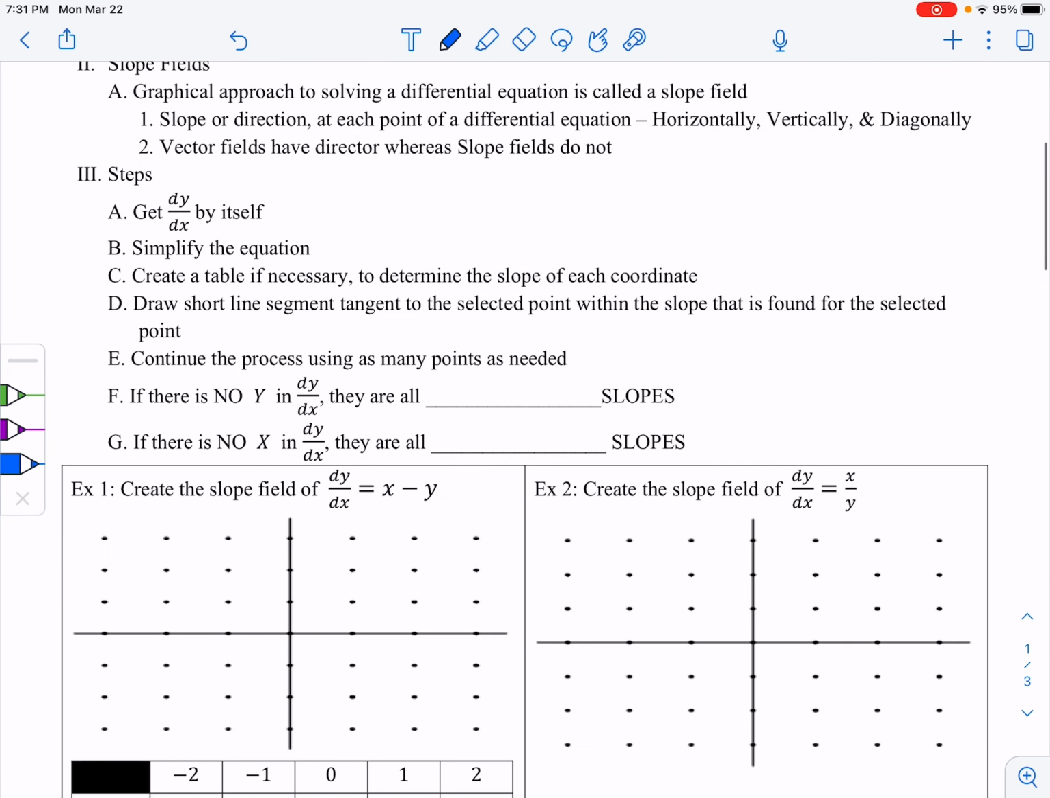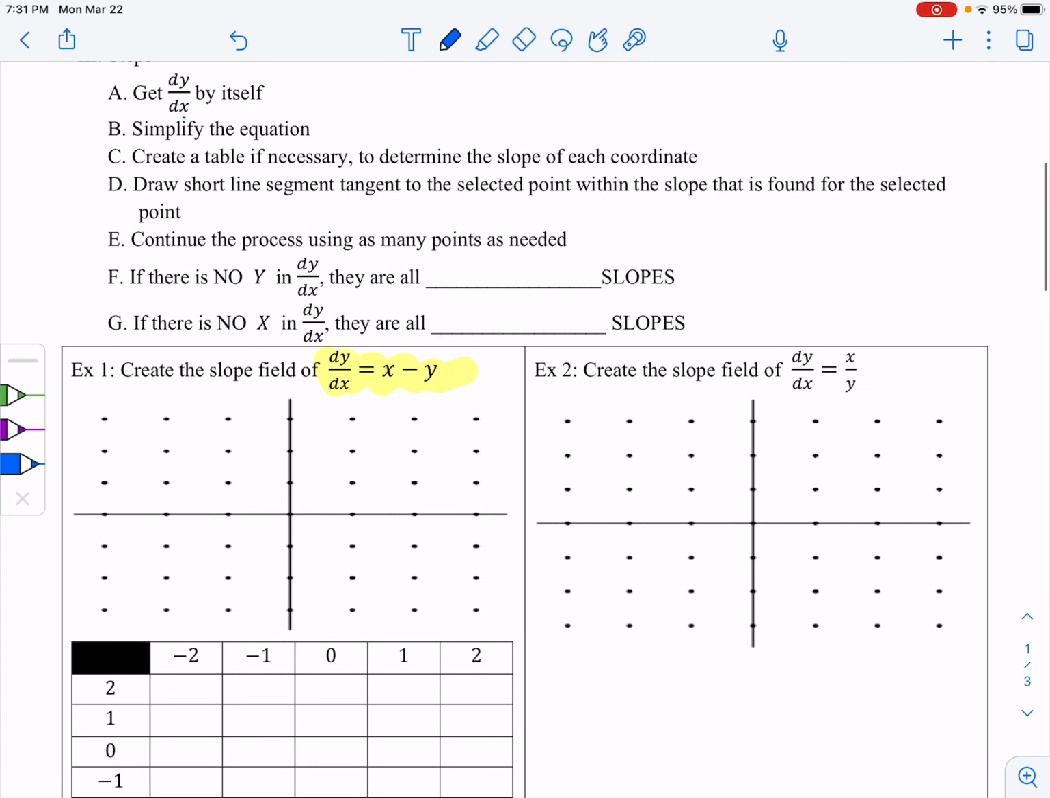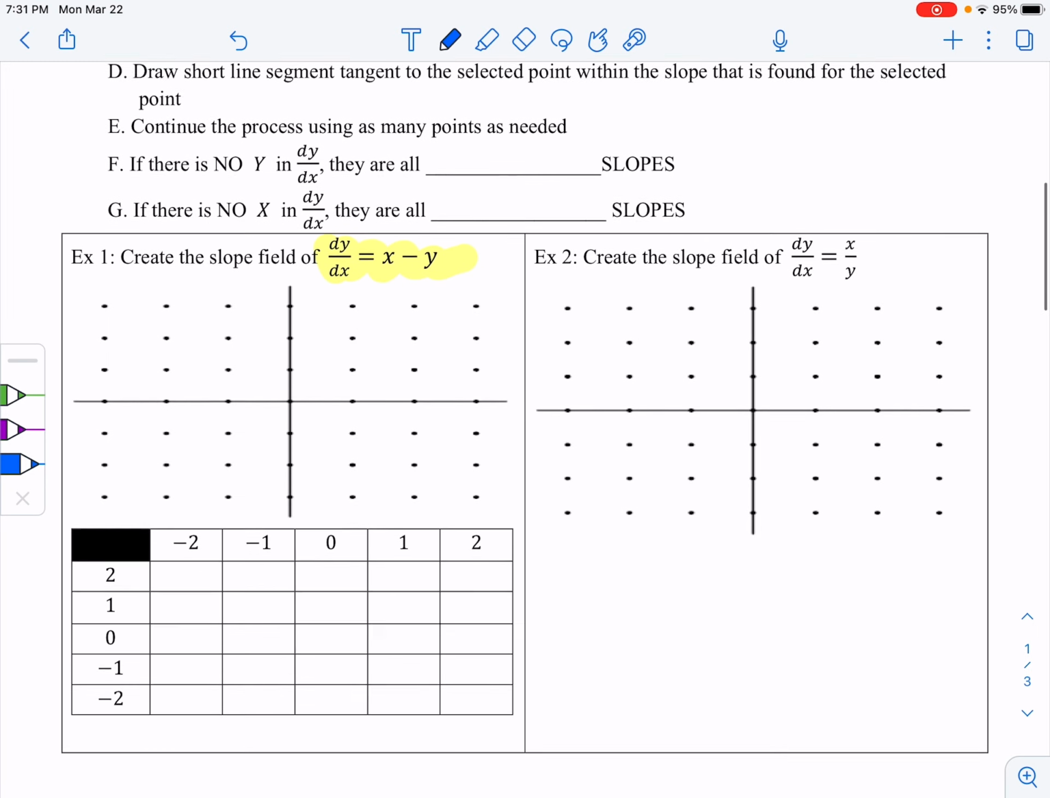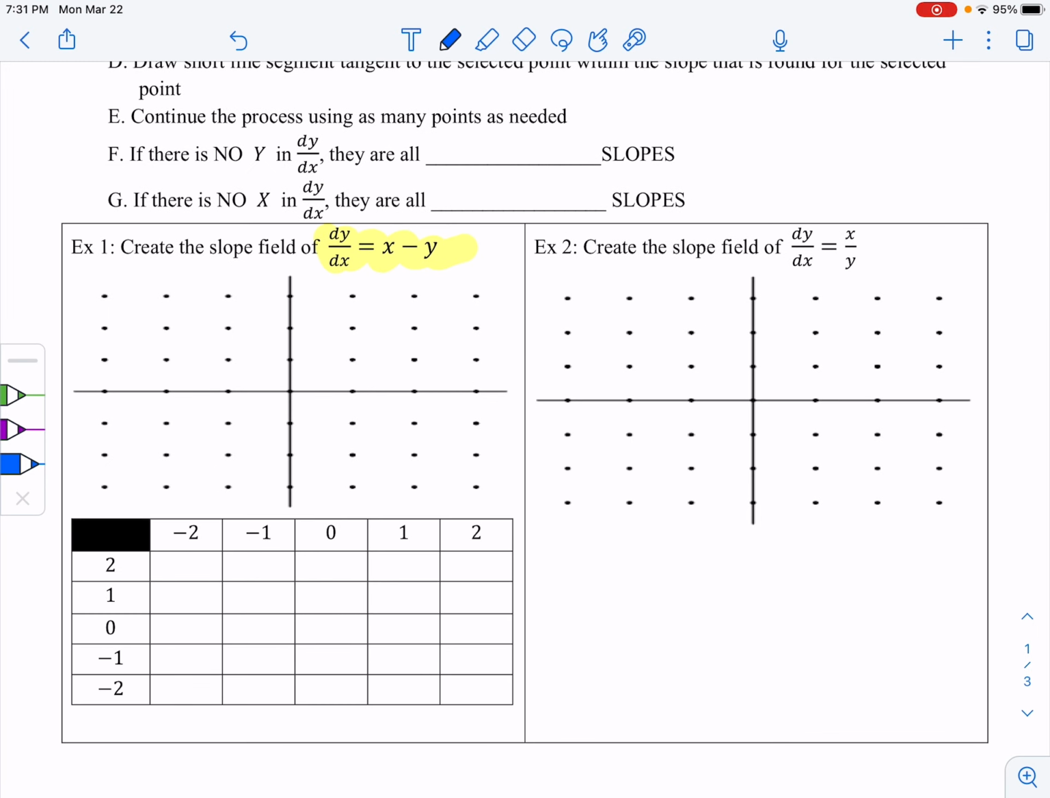So your goal is to get dy/dx by itself. So here's my dy/dx all by itself. Create a table if necessary, and find out how many points to fill in. So if these are the x values, those are the x's, these are the y's. If x is 0 in this situation, your answer is a negative y. So I got negative 2, negative 1, 0, 1, 2. If y is 0, it's just going to be the x value.